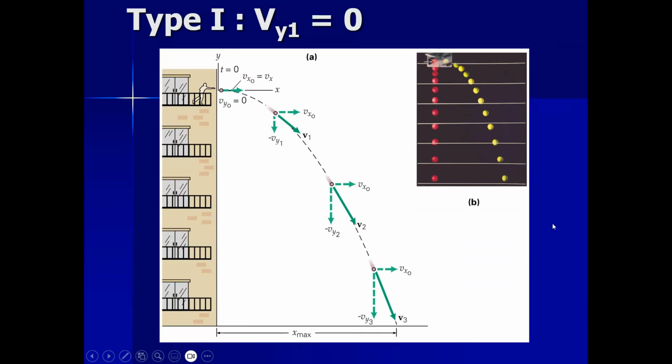So here's a good example of a type 1 problem. We have a guy throwing a ball off of his 5th floor balcony, and it looks like he's throwing that ball horizontally. You'll notice that the initial velocity in y is 0, but as time goes by, the ball speeds up in the y direction. The x velocity, though, they're calling that Vx naught, stays the same until the moment the ball hits the ground.